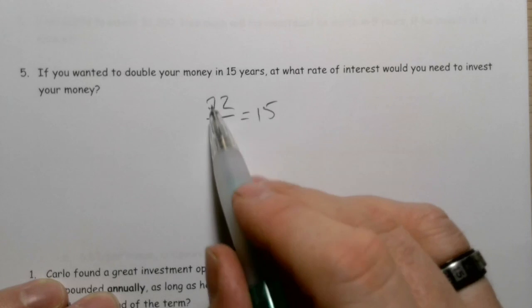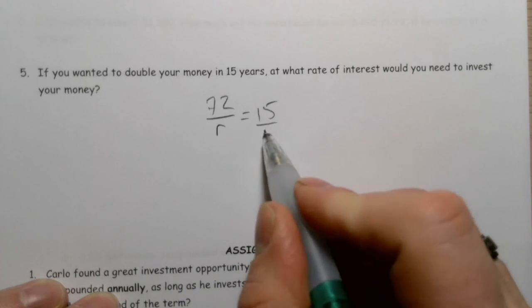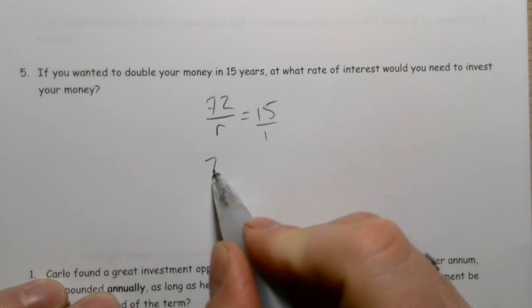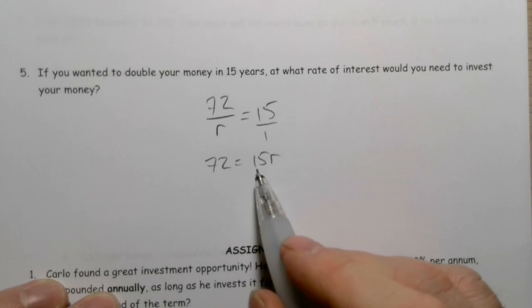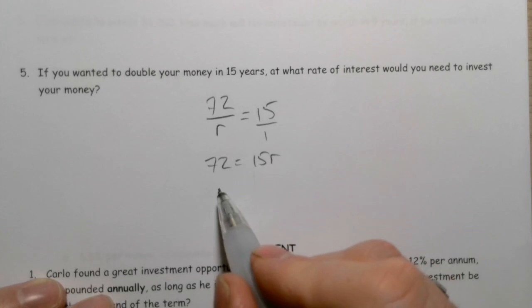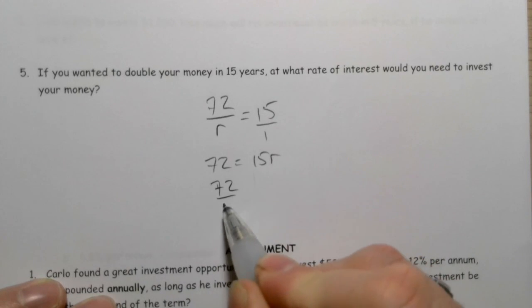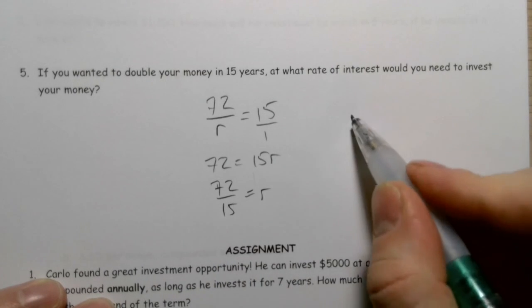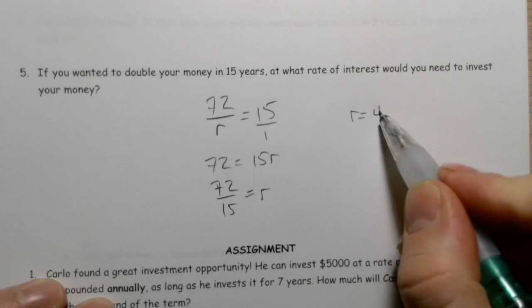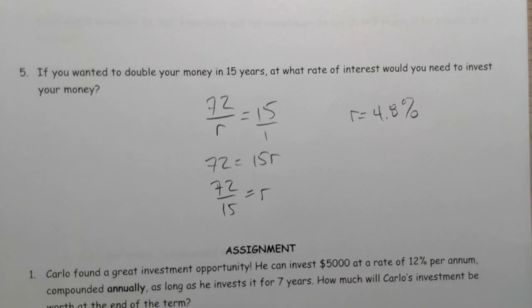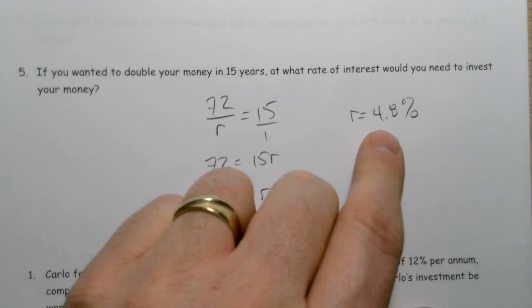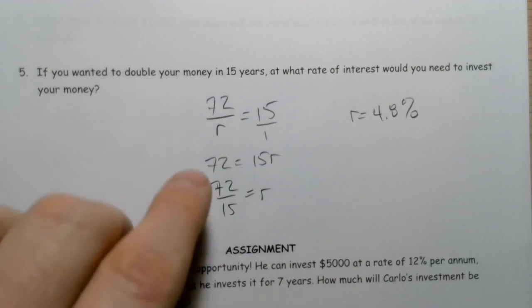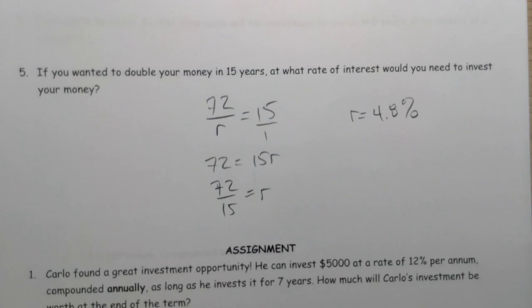So what I would do typically is I would treat this as if it's 15 over 1. I would cross multiply. 72 is equal to 15 times R. And then to get the R by itself, I would divide. So 72 divided by 15 would equal my rate. And in that case, I'm getting 4.8%. So as long as I can get an interest rate of about 4.8%, I should be able to roughly double my money in 15 years.